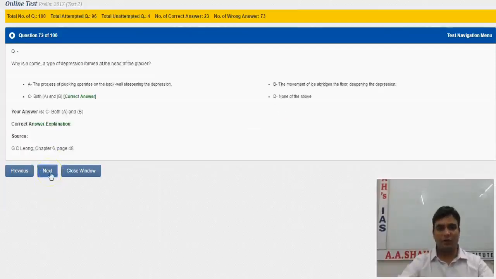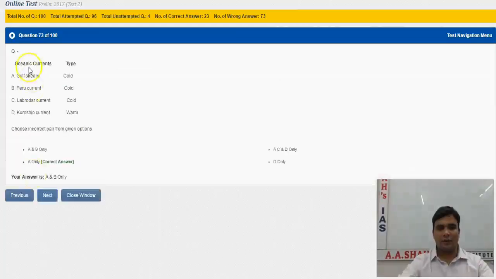So moving along, I can see that some currents, ocean currents are also included in your papers. Ocean currents are a very important aspect in the world geography. Ocean currents originate near the continents. Some are hot, some are cold, depending on which hemisphere they are in, southern hemisphere and northern hemisphere. So obviously this is the match the following type of question. Kuroshio would be warm, Labrador would be cold.